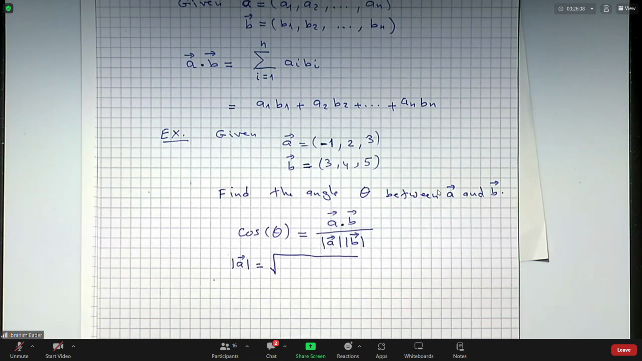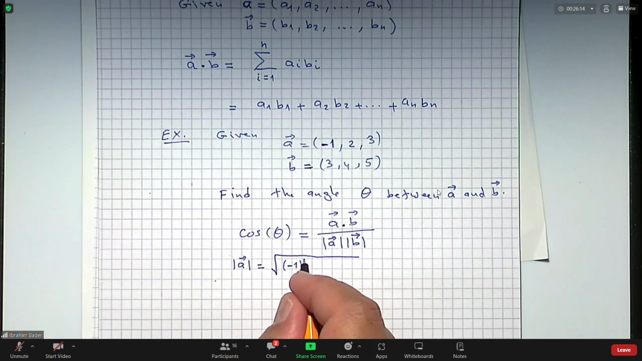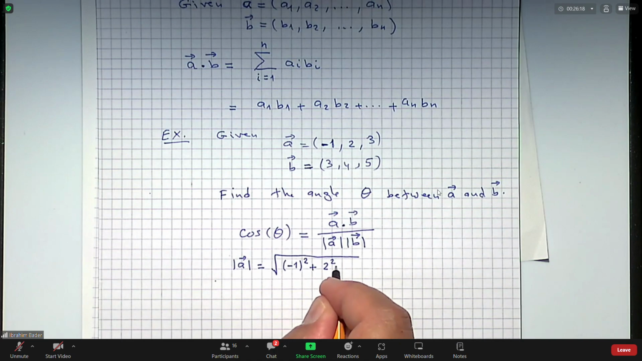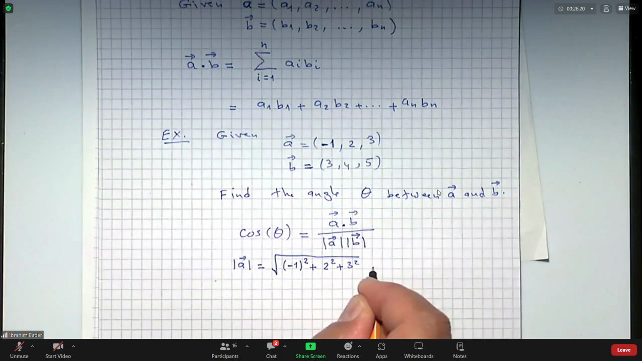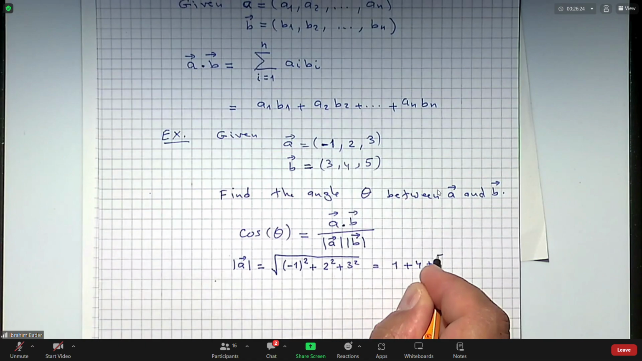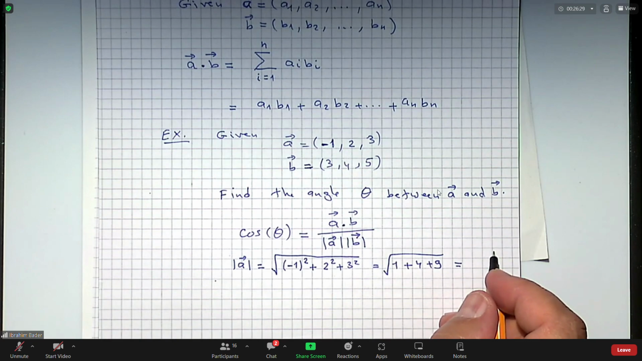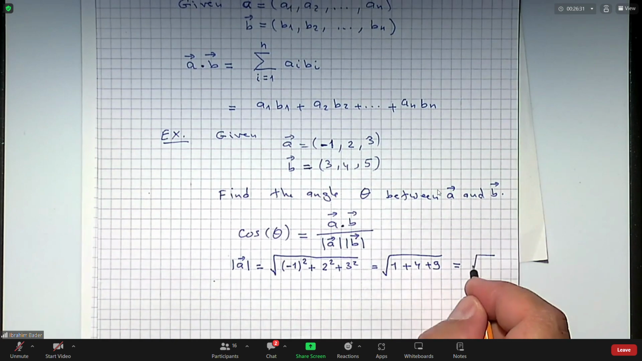I saw that some students just have problems with this arithmetic, multiplying a negative with another negative, squaring this. So I saw really students who plug in -1 and try to find the square, and then they will end up with -1, because if you don't put it in parentheses, it will be squaring only 1. So please, if you have a negative, enclose it in parentheses: (-1) squared plus 2 squared plus 3 squared. And this is equal to 1 plus 4 plus 9 under the square root, and this is equal to square root of 14.